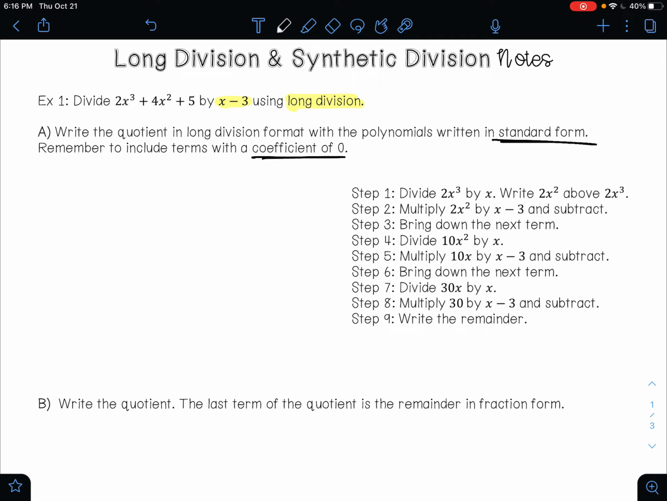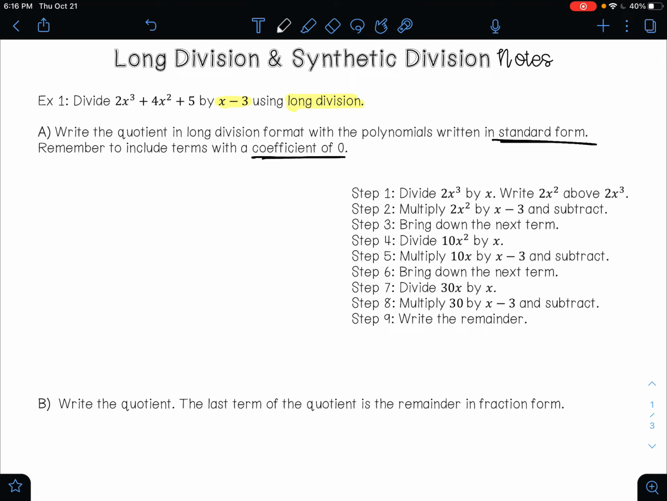What this means is that if you are missing a term, like if we look at our equation, 2x cubed plus 4x squared plus 5, this is in standard form, but we're missing an x term here. So we're going to have to put a 0 in as a coefficient of x as a placeholder, so that when we do our division, all of our like terms line up. Let me show you what I mean by that.